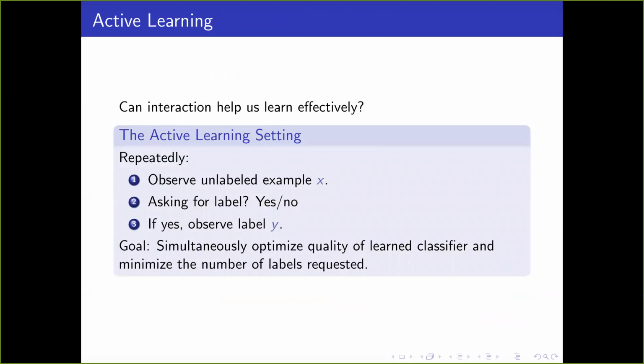And now the question is, how powerful is interaction? So maybe repeatedly, you observe some unlabeled example X, and then you ask for a label, either yes or no. And if you do ask for a label, then you use that label Y to update the state of your learning algorithm. So you want to simultaneously optimize the quality of the learned classifier and minimize the number of labels that are requested. So there's a two criteria situation here, where you want to have good prediction performance, but you want to minimize the cost to the oracle in achieving it.